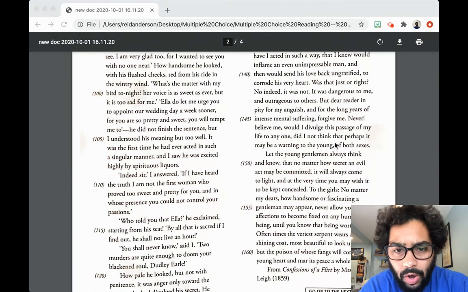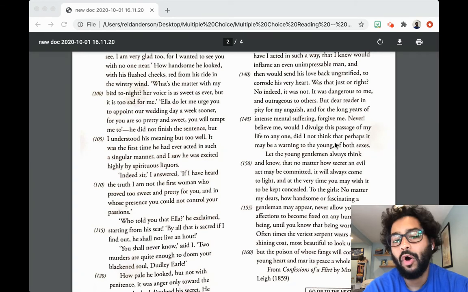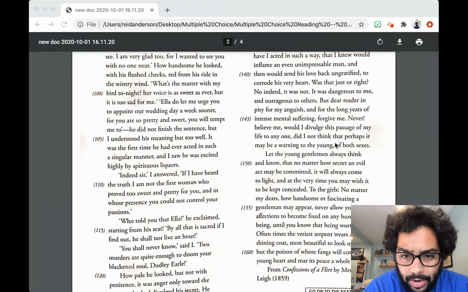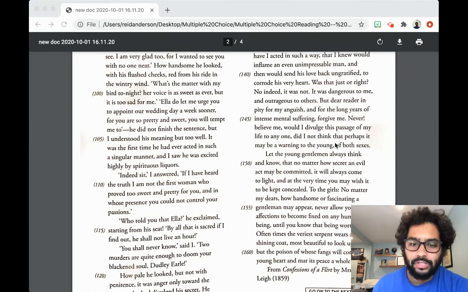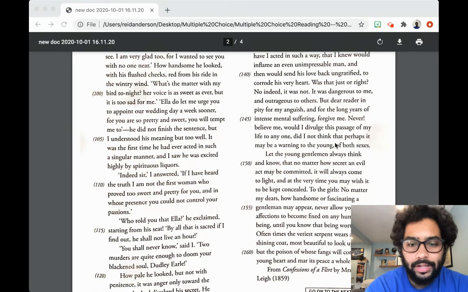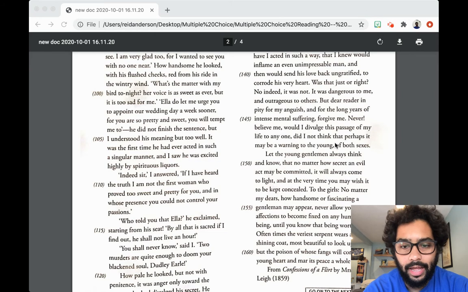"Let the young gentleman always think and know that no matter how secret an evil act may be committed, it will always come to light, and at the very time you may wish it to be kept concealed. To the girls, no matter, my dears, how handsome or fascinating a gentleman may appear, never allow your affections to become fixed on any human being until you know that being worthy." And so, guys, don't do bad stuff. And ladies, don't think that your entire worth is wrapped up in your relationship.